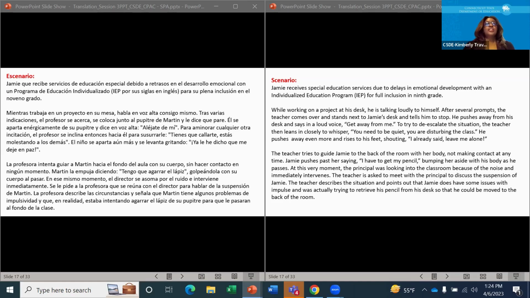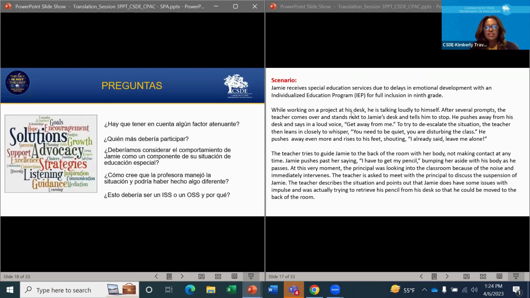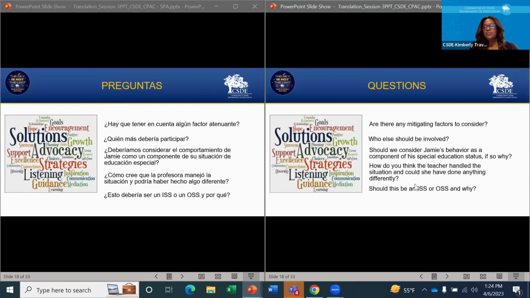Okay, so some questions. Are there any mitigating factors that we should consider in this scenario? And you can put it in the chat or raise your hand if you feel comfortable. So one mitigating factor might be his impulse, his impulsivity. That's right. Absolutely. Anything else?